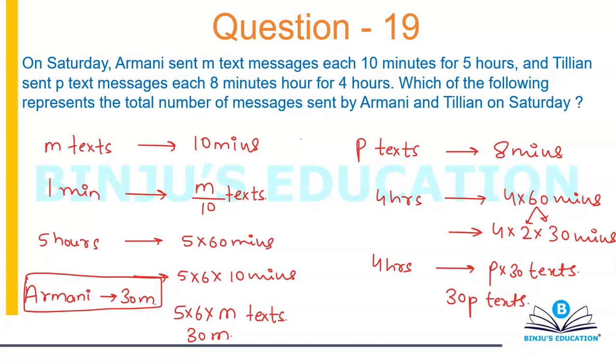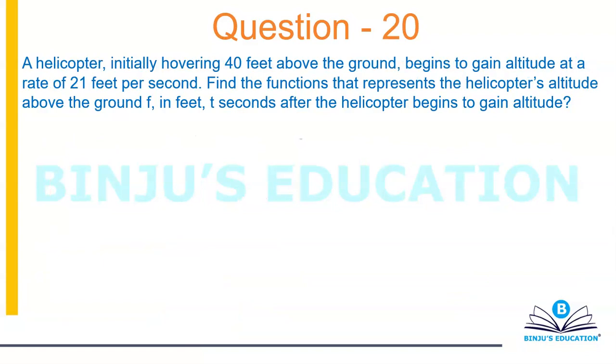So they will be sending a total of 30 M plus 30 P texts. Or you can take 30 common, and you will have 30 into M plus P texts. And that is your answer. Alright, pause the video and try this question please.